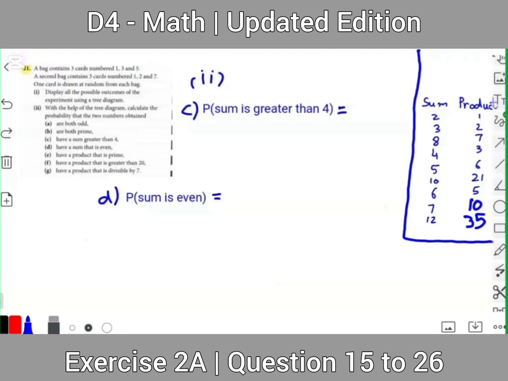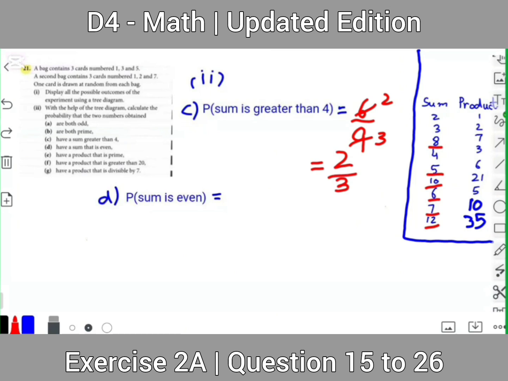Now in part C, we have to find out that the sum is greater than 4. So we will highlight the sums that are greater than 4, that are 8, 5, 10, 6, 7, and 12. So we have 6 favorable outcomes, and it is divided by the possible number of outcomes, so it will be simplified to 2/3. So the probability that the sum is greater than 4 is equal to 2/3.